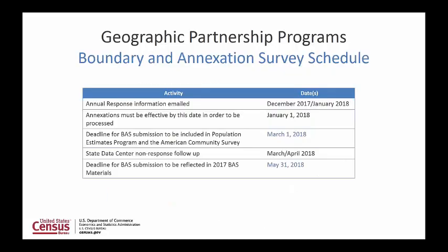And you can see this is a similar time frame, with the materials going out in December, due by May. BAS has an intermediate deadline. If you have everything in by May, like I said, it'll be reflected in the BAS shape files that would come out the next December. But some of our programs, our Population Estimates program and our American Community Survey, need to get the geographic data in by summertime to tabulate their data. So if you want your boundaries reflected in their tabulations, they have to be in by March.